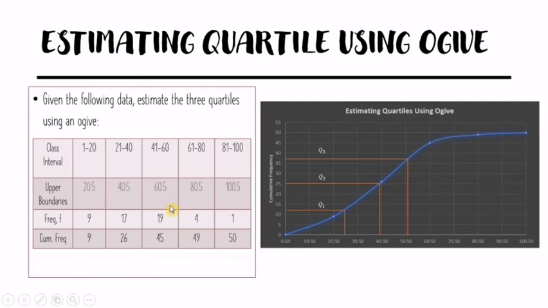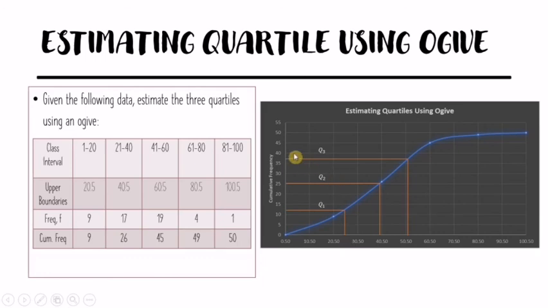Since our total frequency is 50 and quartile 1 refers to 1/4 of the data, 1/4 times 50, so 50 divided by 4, you get 12.5. So here you mark 12.5, and you draw a straight line until it hits the ogive, and then you go down. Here is your quartile 1, the estimation value for quartile 1.